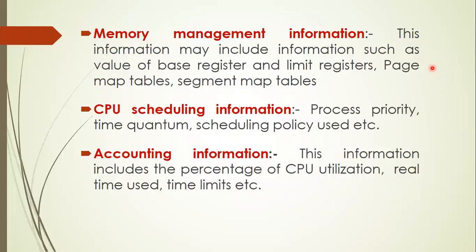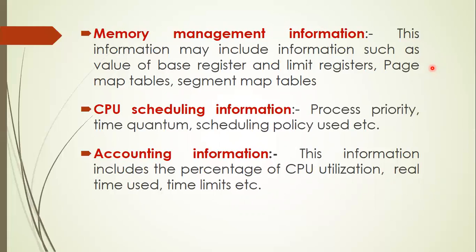Next one is CPU scheduling information. What do you mean by CPU scheduling? CPU scheduling is a technique or an algorithm that decides, if there are several processes waiting for your processor, which is executed first and which is executed next. The order in which the different processes are executed by the processor is decided by the CPU scheduling policy. So in that case, some information regarding the priority of your process, whether it's a high priority process or a low priority process.